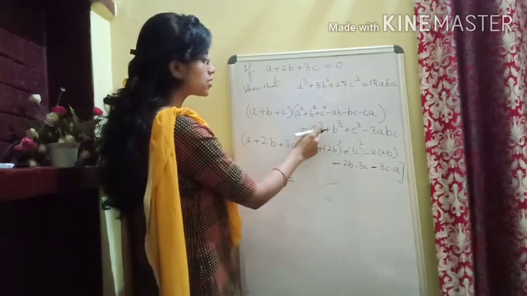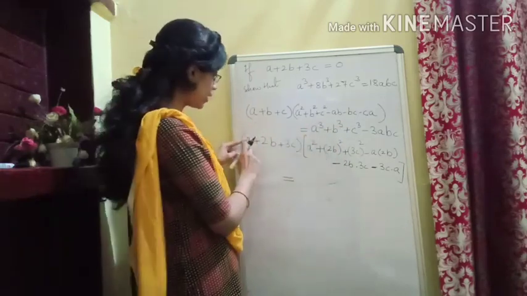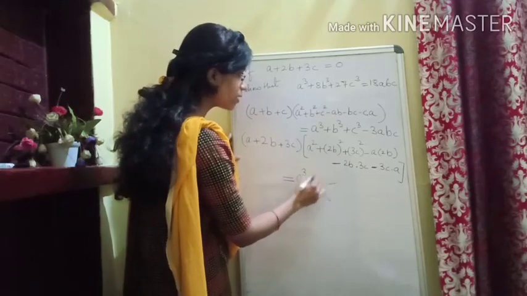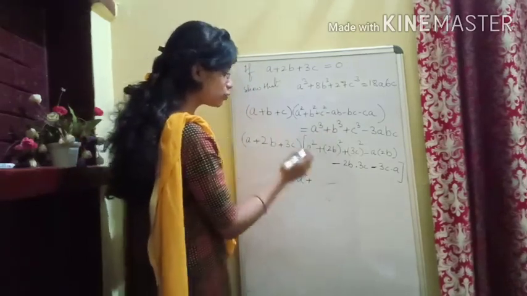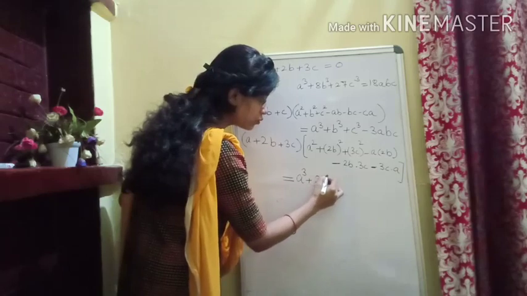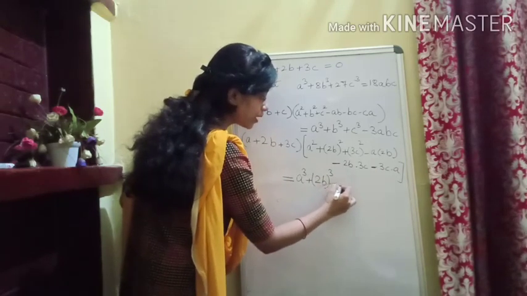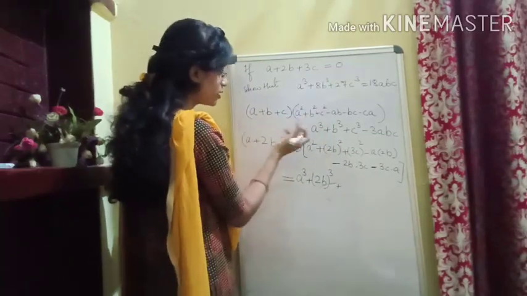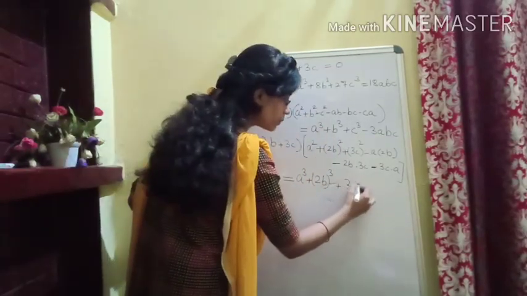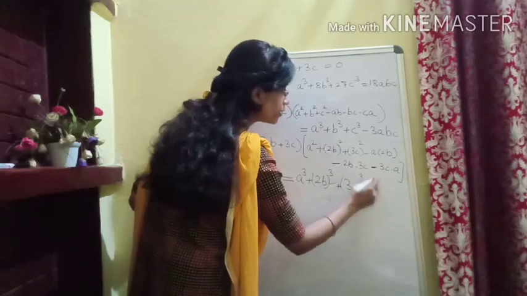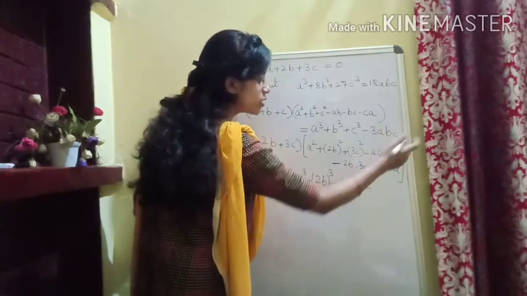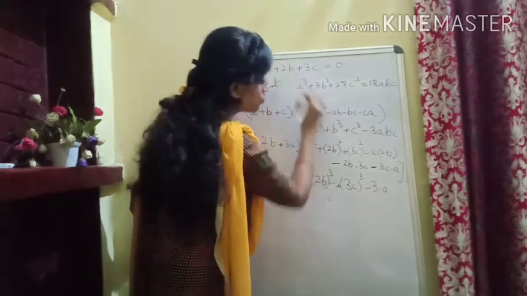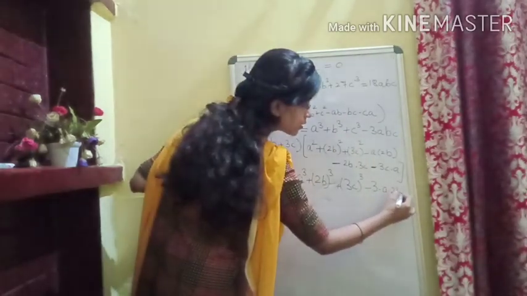And this equals the right hand side. So right hand side is now A cube. A is what? Simply A. So it will be A cube as it is, plus B cube. What is our B? 2B. So it will be 2B cube plus C cube. Our C is simply 3C. So it will be 3C cube minus 3A into B into C. That is 3 into A is A, B is 2B and C is 3C.